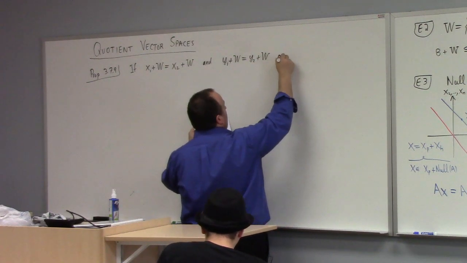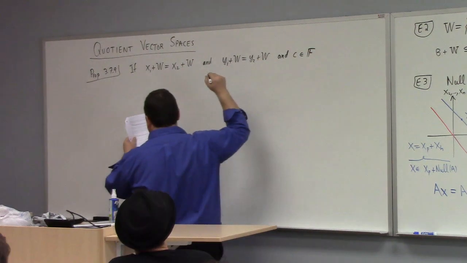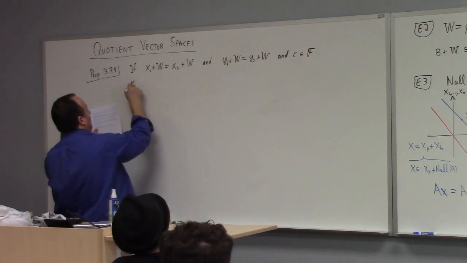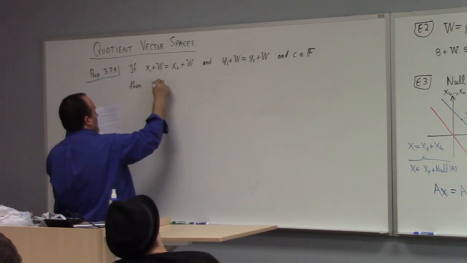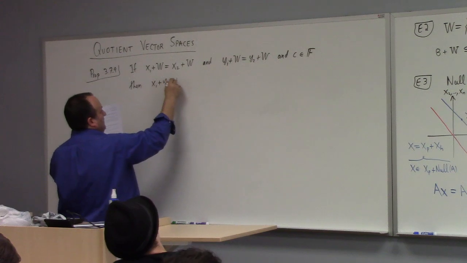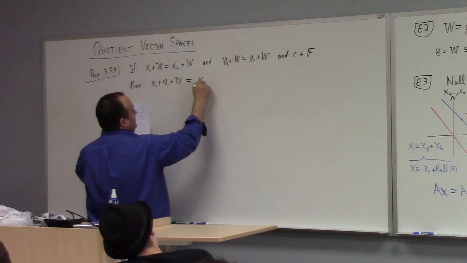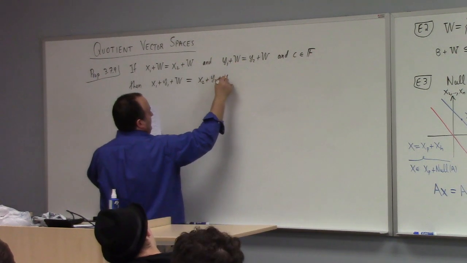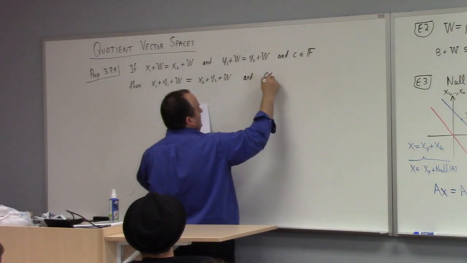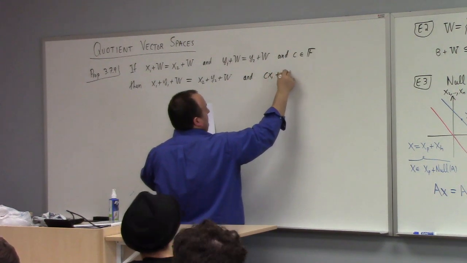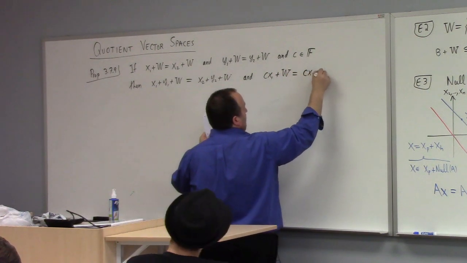and c is in the field over which we're working, then x1 plus y1 plus w is equal to x2 plus y2 plus w, and cx1 plus w is equal to cx2 plus w.